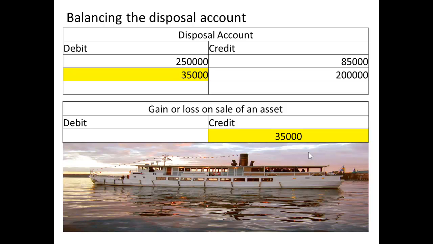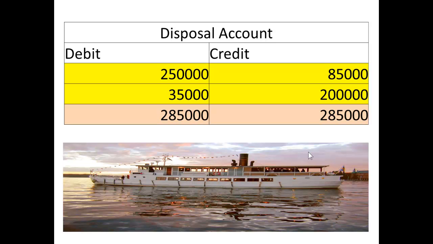Now I have to balance the disposal account, and in order to balance it I've got 285,000 of credits, and so I need to add 35,000 worth of debits there. So I debit the disposal account with 35,000, and I'm going to credit the gain or loss on sale of an asset account with 35,000. So you may have worked out that we had in fact got a gain on that sale. So we gained a total of 35,000. And just to show you, our disposal account will now balance with 285,000 debits and 285,000 credits.